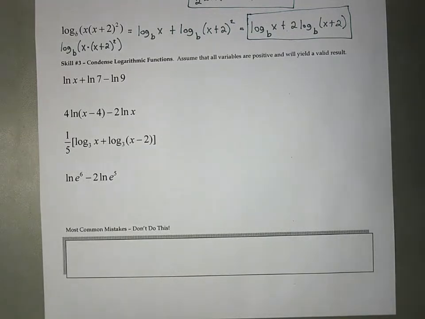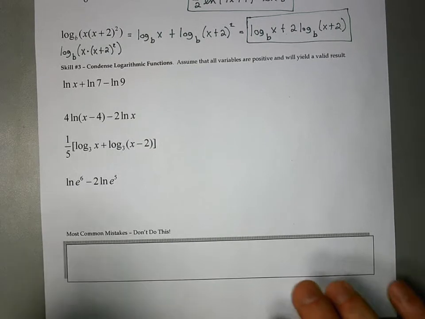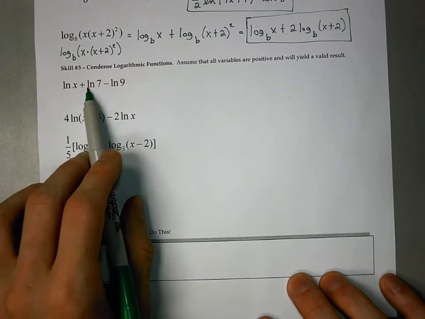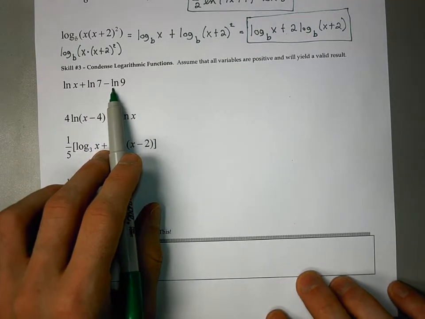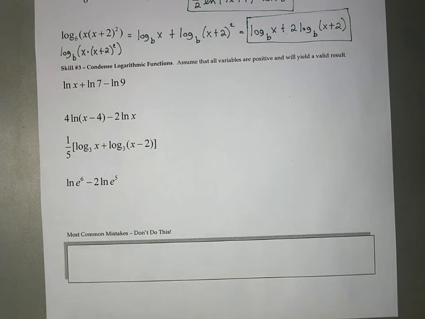The last concept that we've got for section 3.3 is condensing of logarithmic functions. So this time we're going to take our big expanded version and we're going to condense. So for the first one right here, the ln of x plus ln of 7 minus the ln of 9, we are adding the first two pieces, which is applying the product property in reverse, and then we are subtracting, which is applying the quotient property in reverse.